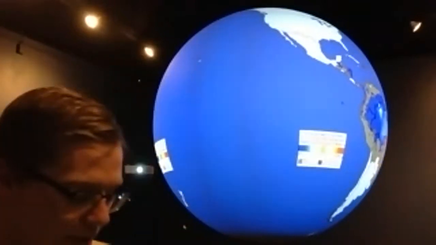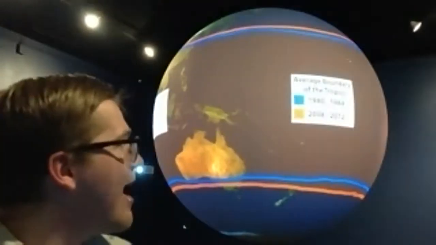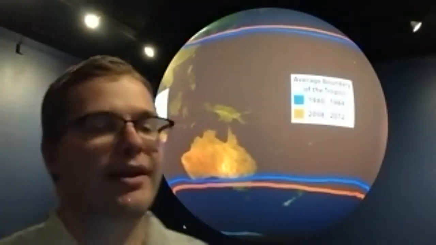There is one other thing that we're going to talk about today in terms of tropical disease, and that is how mosquitoes are changing with climate change and how that affects the spread of tropical disease. So this data set that I pulled up right now is showing the average boundary of the tropics and showing something that's called tropical widening.